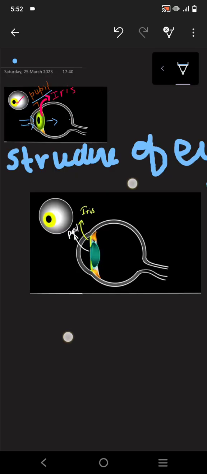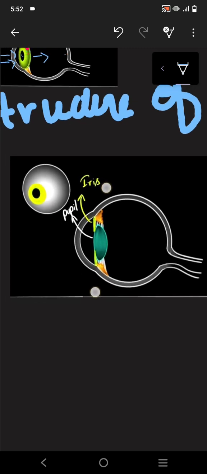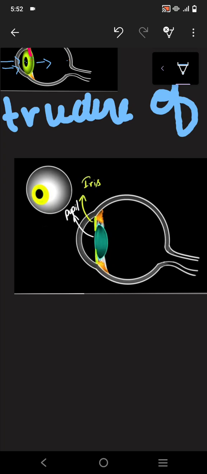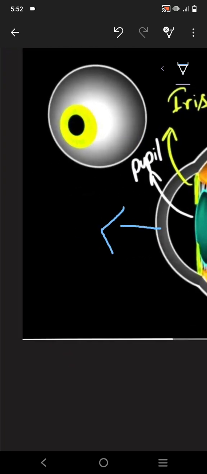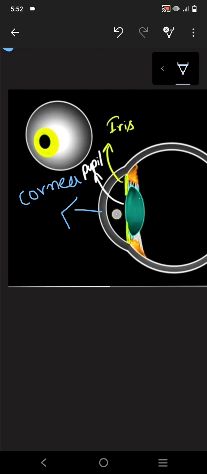Now I'm going to share another diagram. As you can see, here I have made the cross section. This is again the iris and the pupil. Now this bulgy part is known as the cornea. This is known as cornea. This bulgy part is known as cornea, and here the watery substance is present.